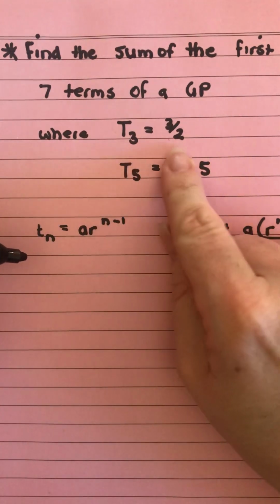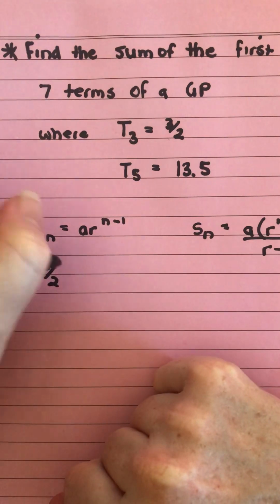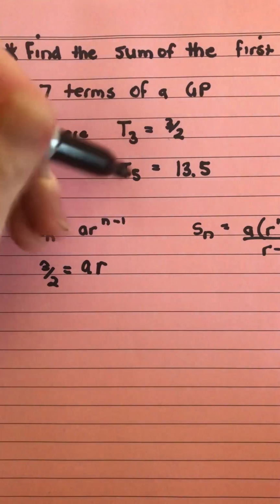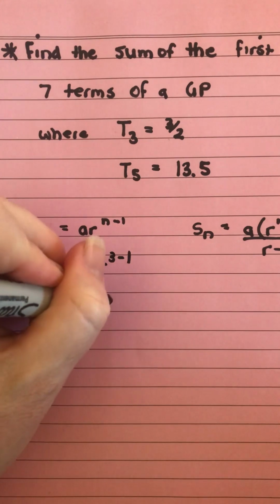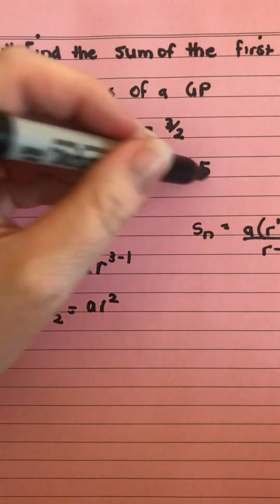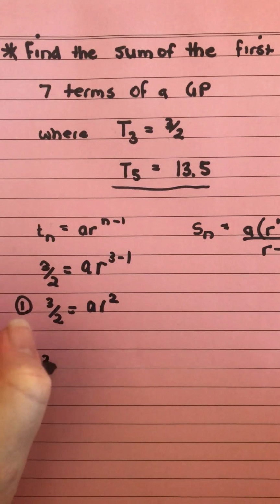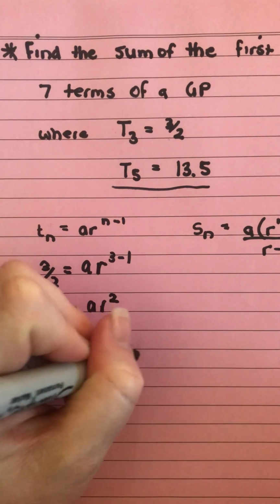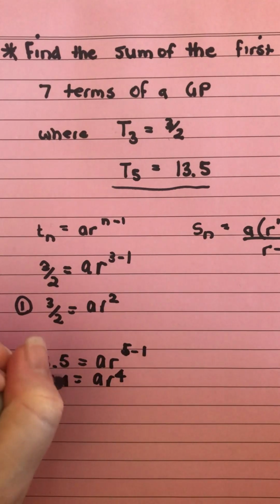So we've got T3 is equal to 3 over 2. So we're going to write 3 over 2 is equal to AR to the n minus 1. So if it's T3, that's 3 take 1. So we've got 3 over 2 is equal to AR squared. So that's our first equation that we have. Then the second equation is using the second piece of information, the T5. So we'll have 13.5 is equal to AR to the n minus 1, but we've got 5 take 1. So it's AR to the power of 4.